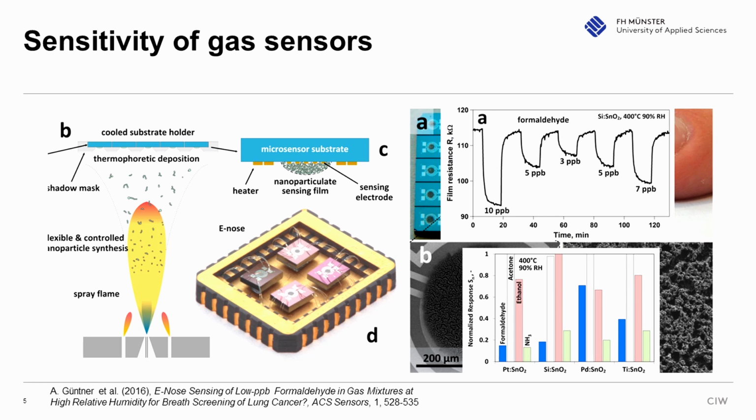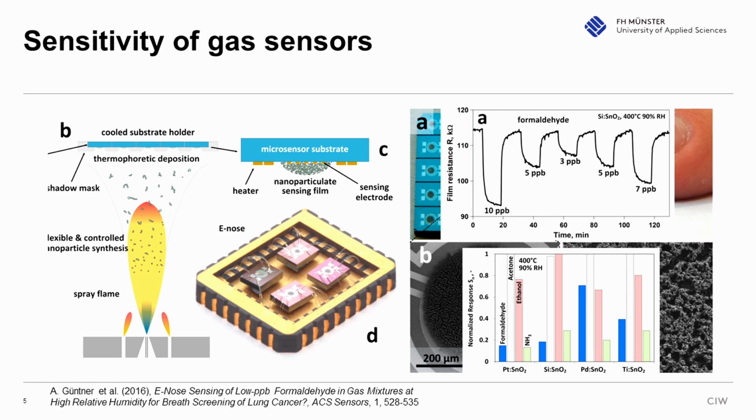And the nice thing is that after a few minutes, you just go to normal air, and the sensor goes back to its old value. Then you go to 5 ppb, 3 ppb, so 3 parts per billion can be detected by the sensor, which is extremely good.